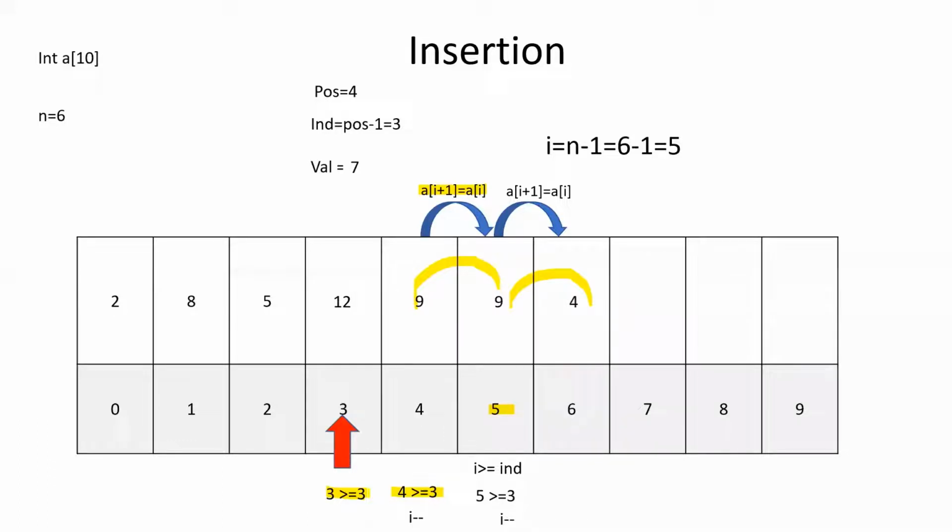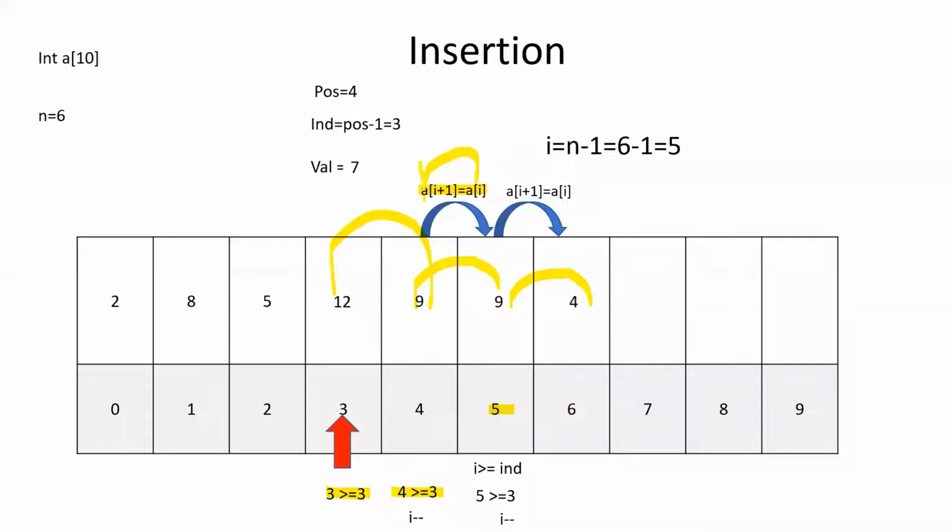So what do we have to do? A of I plus 1 is the position on the left-hand side. We are assigning the value of A of I to A of I plus 1. When you write an assignment statement, you have to imagine that the value on the right-hand side is assigned to the variable on the left-hand side. Even though we are copying from here to here, we have to write A of I plus 1 equal to A of I.